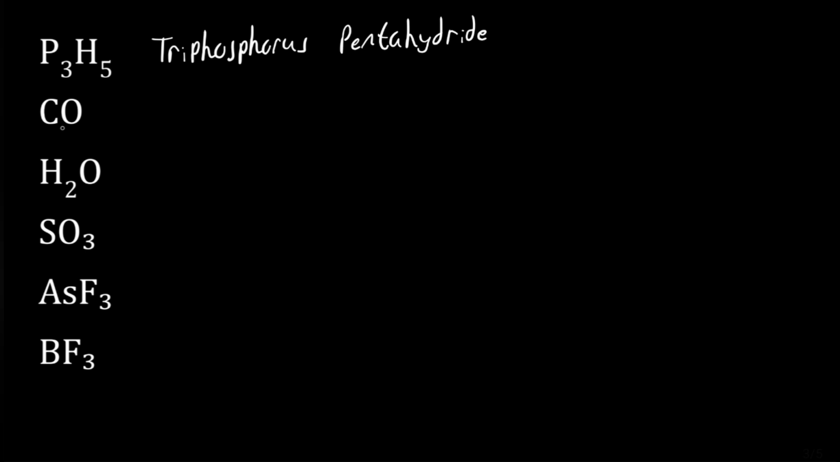Next, we have CO. Now, even though we have one C, we do not write monocarbon, we just write carbon. Mono does not apply to the first element. Next, we have one oxygen, and since it's the second element, we do write mono, and because oxygen is the second element, we have to end it with IDE. So it's carbon monoxide, not carbon monoxygen.